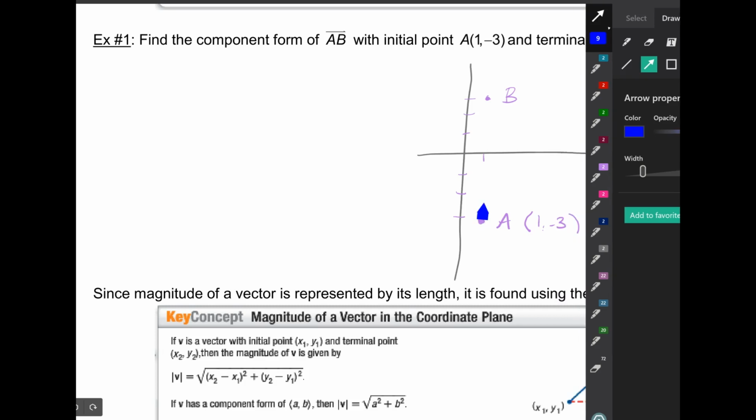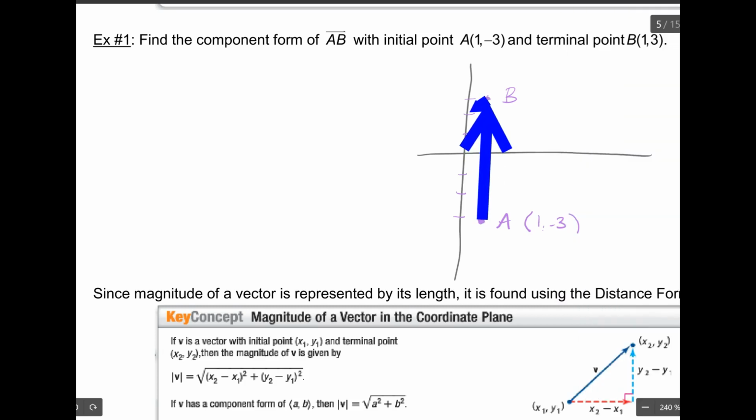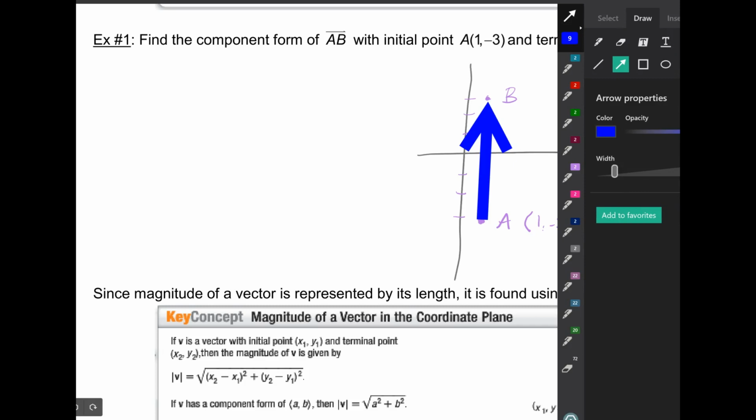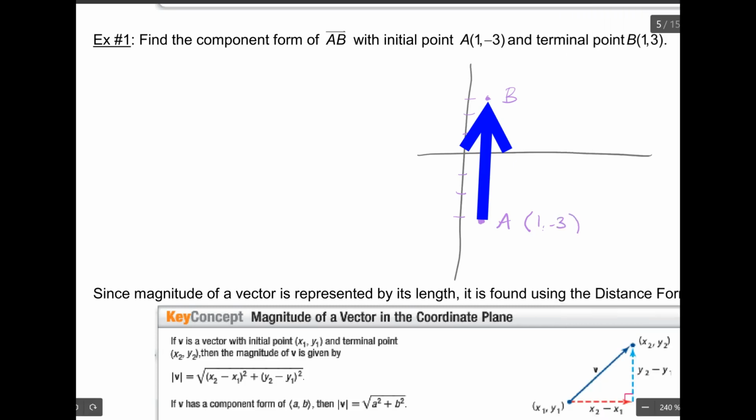All right, so this vector is going from A to B. Oops, that's so funny. That's way too thick. Oh god. That's like 4. Let's tone it down to like 2. All right. That's better.